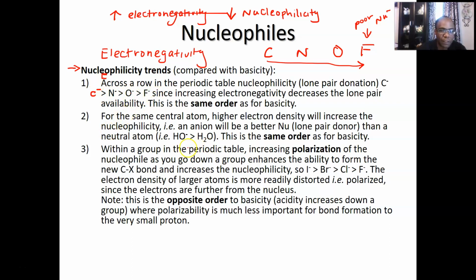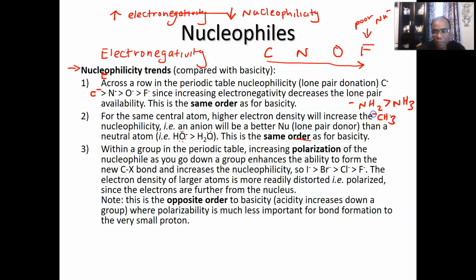Now, what if you have the same element bearing the lone pairs? For example, here the oxygen is bearing the lone pairs, the oxygen is bearing the lone pairs. The species that will have a high density of electrons will be a stronger nucleophile. And in fact, it turns out it's going to still be a stronger base. It's the same order for the base. So OH minus is a stronger nucleophile than water. NH2 minus is a stronger nucleophile than NH3.